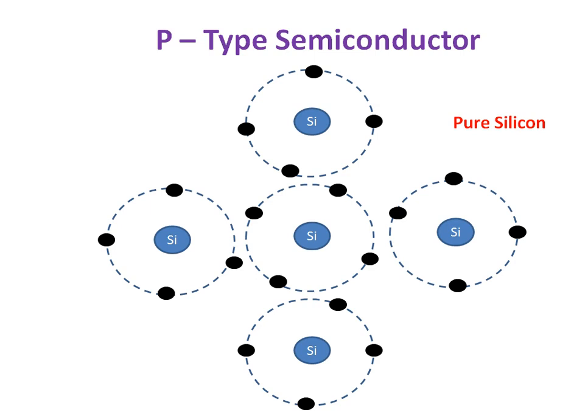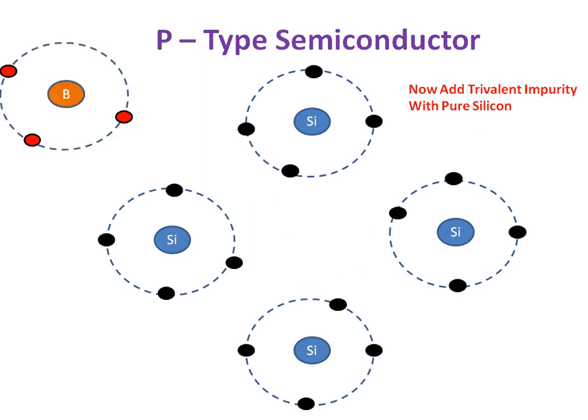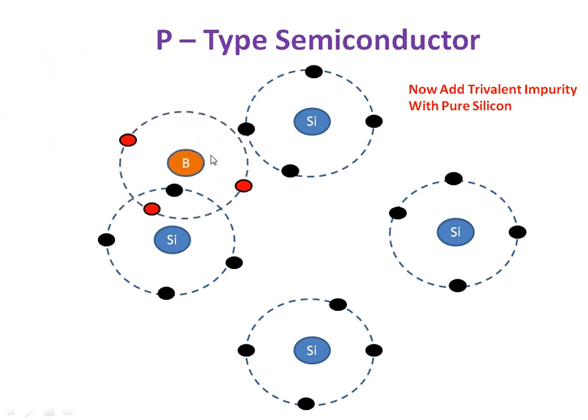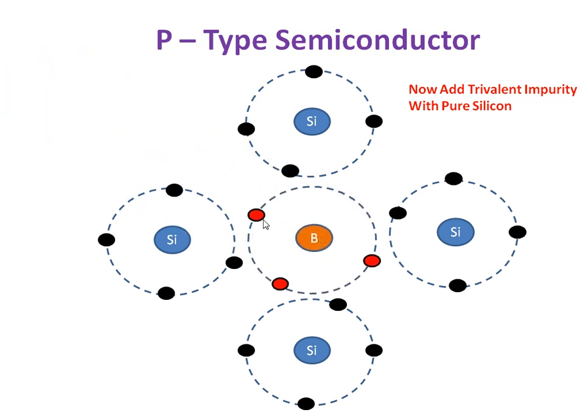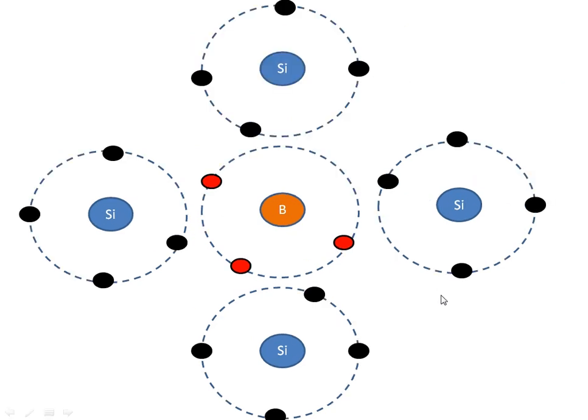So how do we get a P-type semiconductor? You have to add an impurity to pure silicon. Consider this is pure silicon. So far it is an intrinsic semiconductor. Now I am going to add a trivalent impurity to the pure silicon, for example boron. Boron is a trivalent impurity. It has 3 electrons in its orbit or valence band.